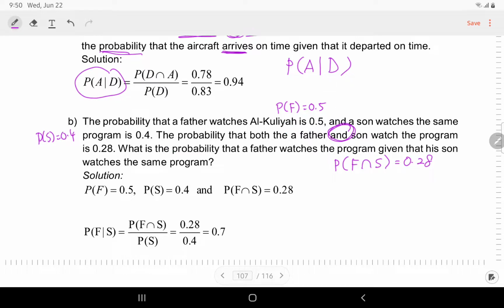And then the answer is, what is the probability that the father watched the program given that his son watched the same program. So kita nak cari P(F|S). Jangan terbalik, bukan S|F, F|S. Sebab given that ni dekat belakang. Okay, so kita nak cari P(F|S), masuk dalam formula yang tadi, P(F intersect S) divide by P(S). So P(F intersect S) dia dah bagi 0.28 divide by 0.4. So the answer is 0.7.